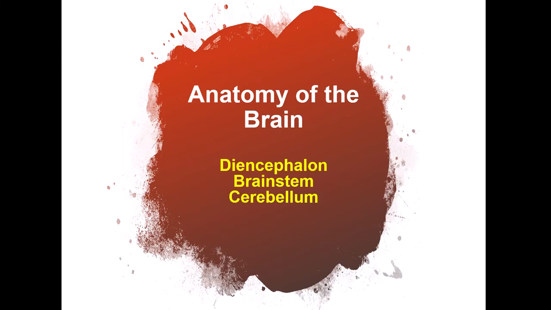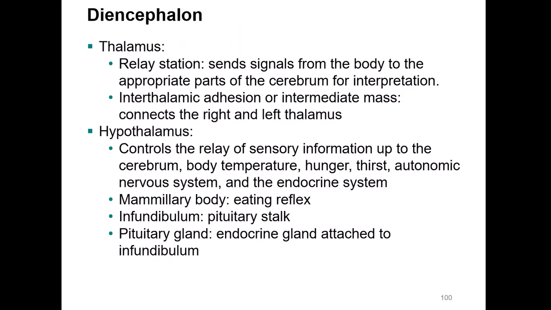In this lesson, we'll take a look at three parts of the brain. We'll take a look at the diencephalon, the brainstem, and then we'll finish up with the cerebellum. So let's begin with the diencephalon.